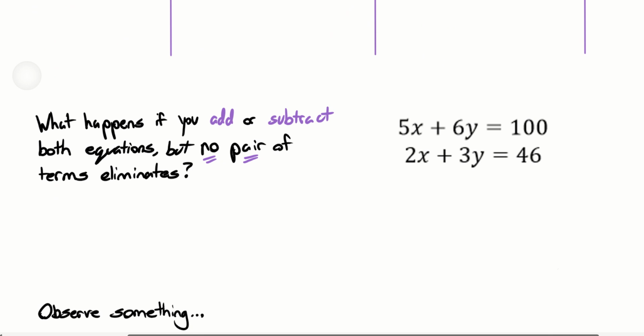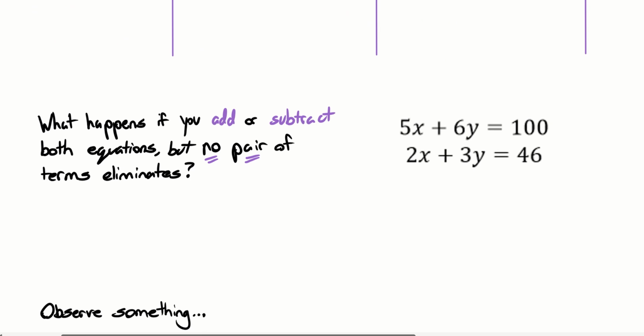What if you add or subtract both equations, but no pair of terms eliminate? Like, look at this system here. If I were to add them together, the x terms wouldn't eliminate because that makes 7x. The y terms wouldn't eliminate. That makes 9y. And of course, the constants wouldn't eliminate. We never want the constants to eliminate. Oh, so Mr. Ripes, if addition didn't work, then subtraction would work. Well, let's see here. 5x minus 2x. That's not 0. 6y minus 3y. That's not 0. So can we not use elimination here? Do we have to use substitution or graphing? No, we can still use elimination, but we have to do a preliminary step.